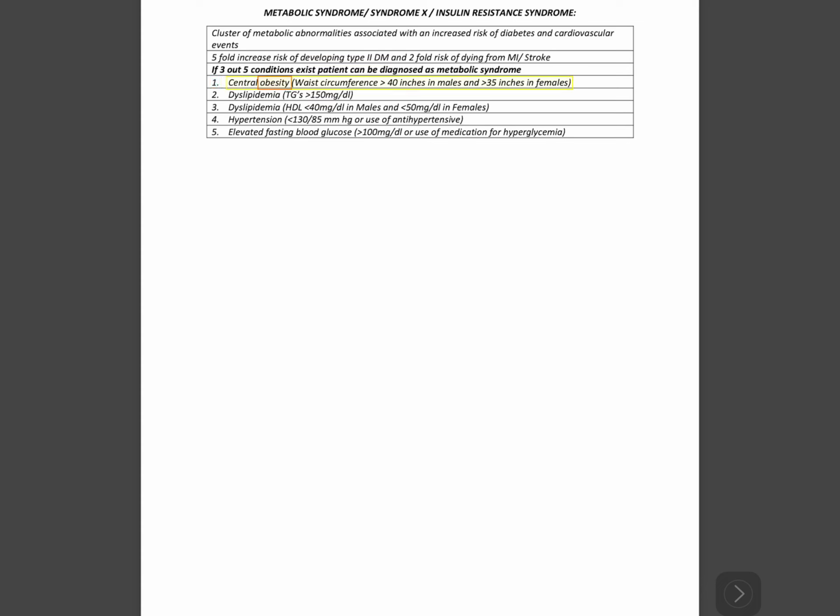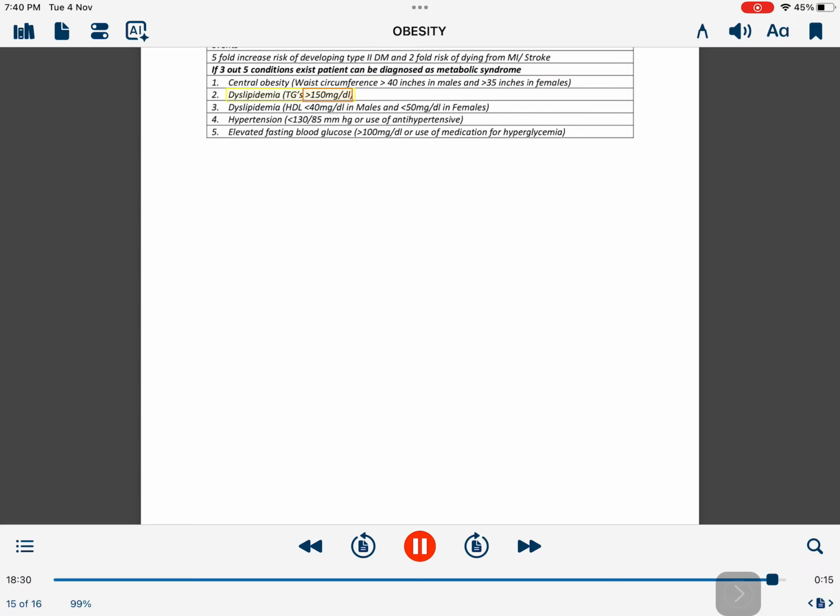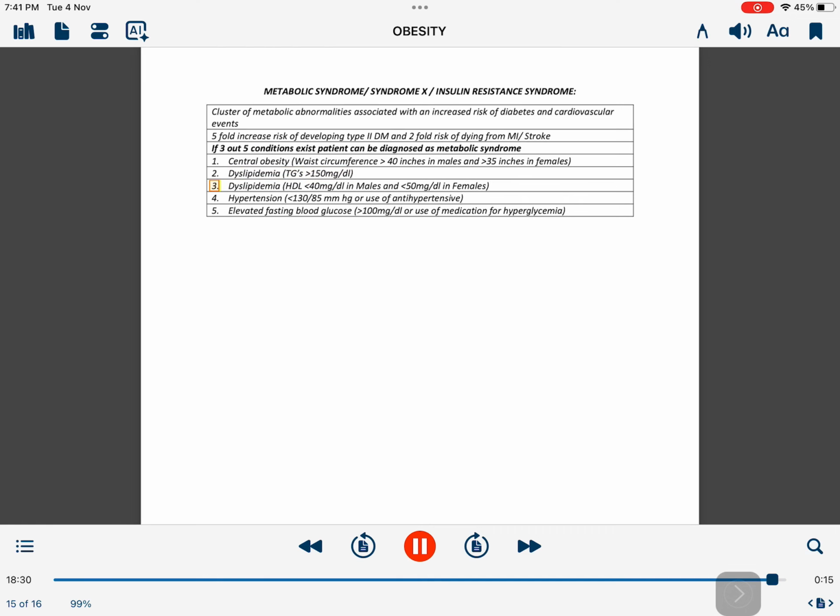1. Central obesity: waist circumference more than 40 inches in males and 35 inches in females. 2. Dyslipidemia: TGs more than 150 mg/dl. 3. Dyslipidemia: HDL less than 40 mg/dl in males and 50 mg/dl in females. 4. Hypertension: 130/85 mmHg or more, or use of antihypertensive. 5. Elevated fasting blood glucose of 100 mg/dl or more, or use of medication for hyperglycemia.